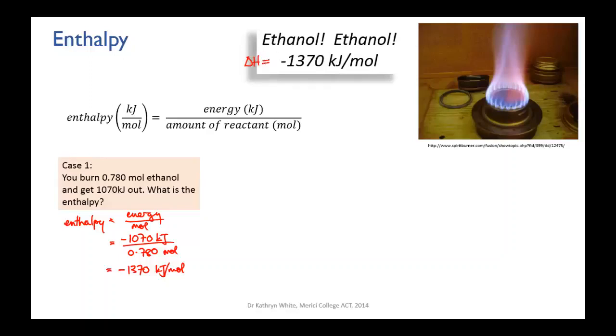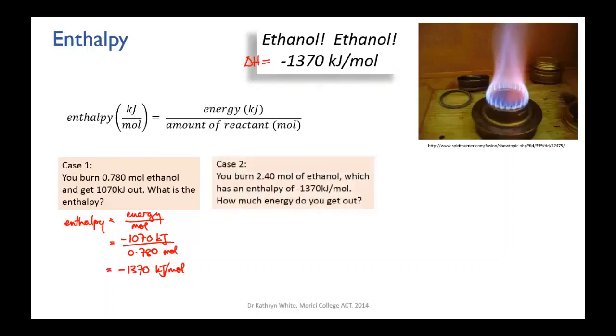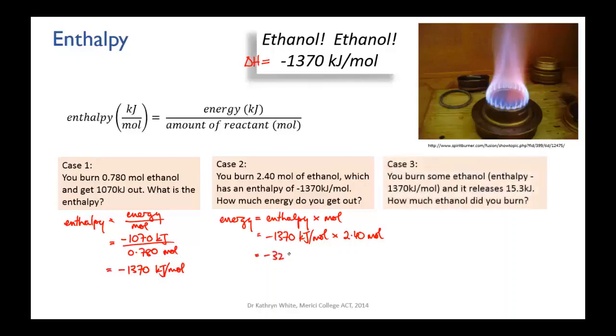So here's another case. Now you know the enthalpy of combustion for ethanol, and you set up another experiment where you know that you've just burnt 2.40 moles of ethanol. You can rearrange that equation and use it to calculate the amount of energy that should be released when you burn that much ethanol. So we rearrange it and we get that the energy equals the enthalpy times the moles of reactant, which equals minus 1,370 kilojoules per mole times 2.40 moles, which equals minus 3,290 kilojoules. That means 3,290 kilojoules of energy should be released when 2.40 moles of ethanol are burnt.